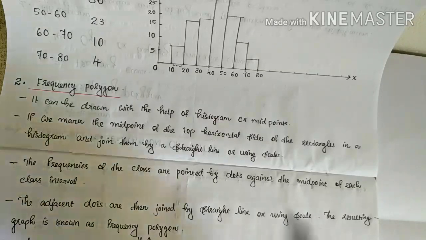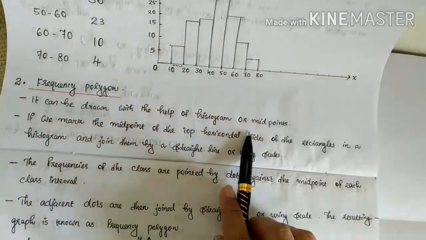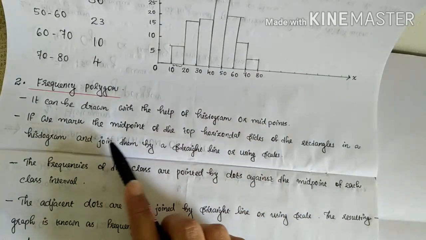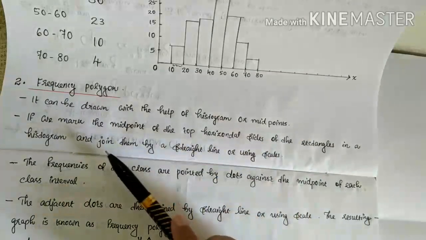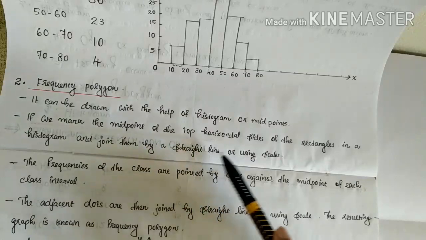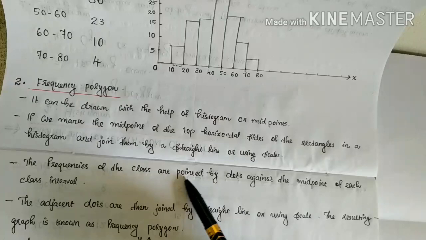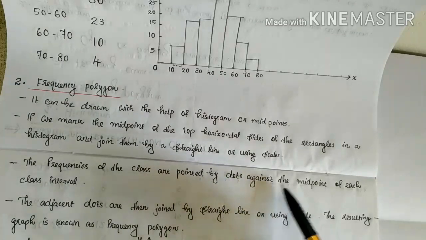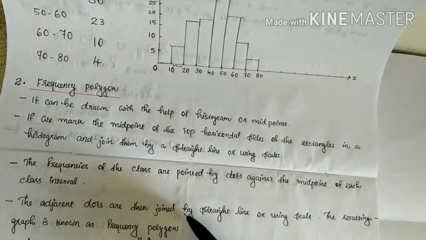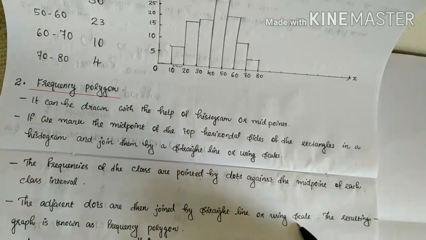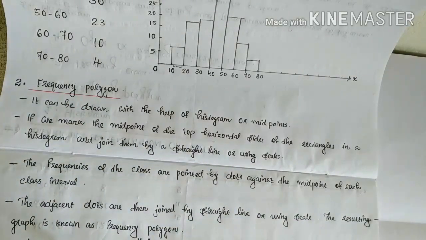The second type of graphical presentation is the frequency polygon. It can be drawn with the help of a histogram or midpoints. If we mark the midpoints of the top horizontal sides of the rectangles in a histogram and join them by a straight line or using a scale, or the frequencies of the classes are pointed by dots against the midpoint of each class interval, the adjacent dots are then joined by straight lines or using a scale. The resulting graph is known as a frequency polygon.